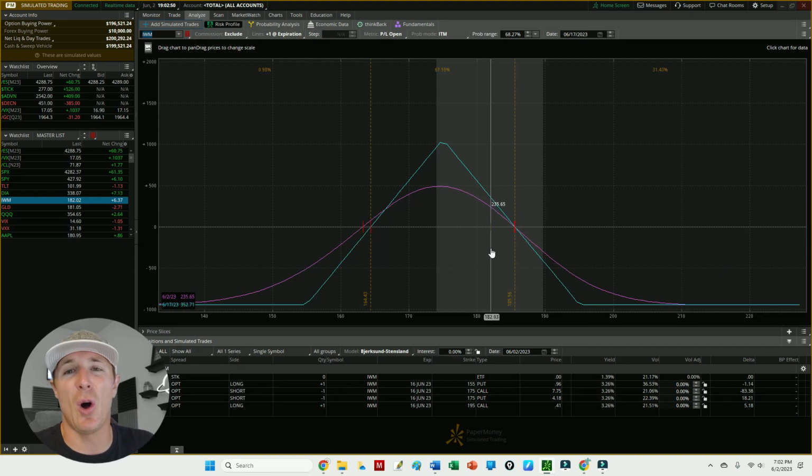So I'm going to hold this just because it's a paper money account. I'm going to hold it and see what happens. Maybe we can get a pullback. More realistically, if this were real trading, I would just close this. I would have already probably closed it. So if you're going to trade this yourself, you want to make sure you have a profit target or a stop loss or whatever the case is.